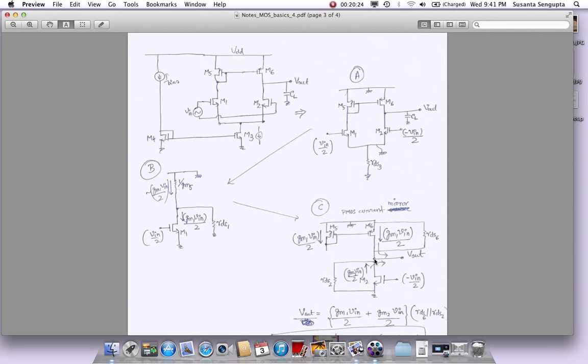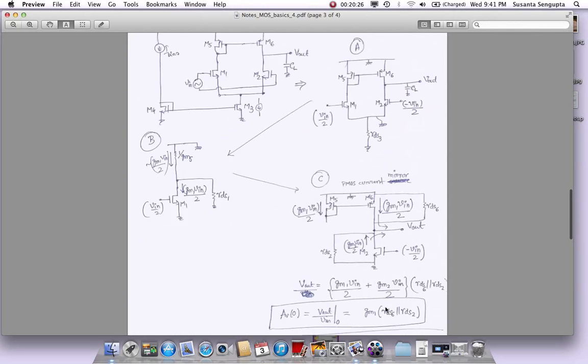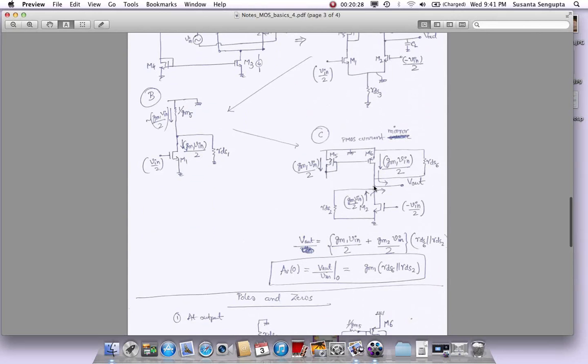What is the total resistance? So okay, let me go down here to see. The total current coming here is the current from the top and the current from the bottom, both coming here. They are written here. What is the total resistance? RDS6 and RDS2 in parallel. So we have the total current, the total resistance, and that gives you the output voltage, right? So that's going to be the output voltage.